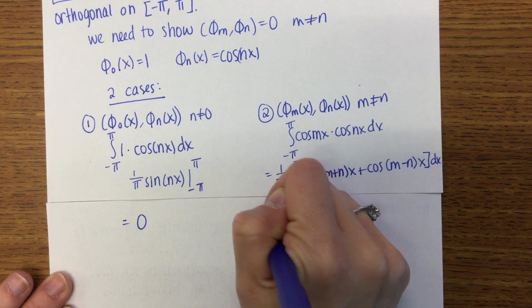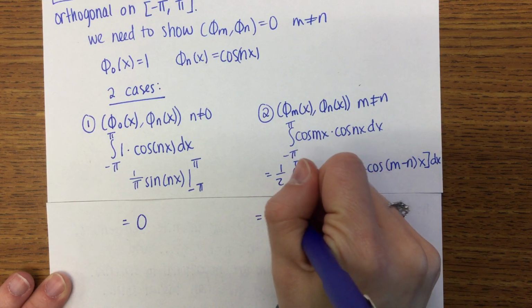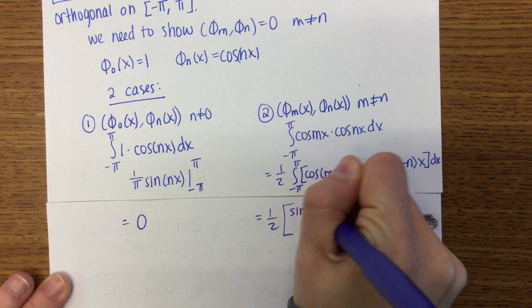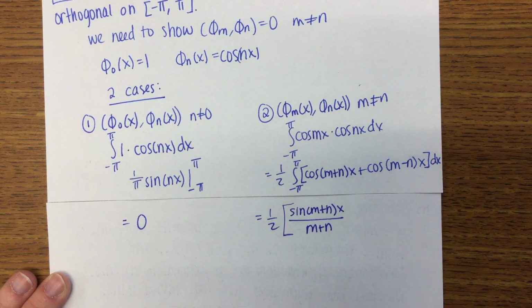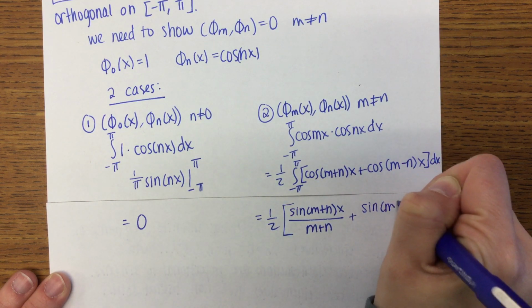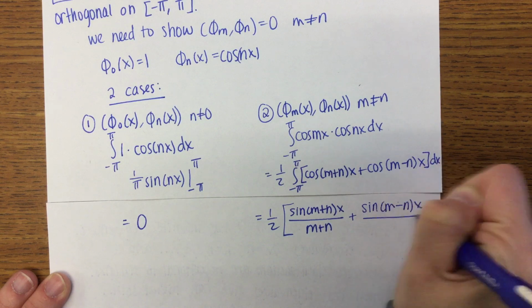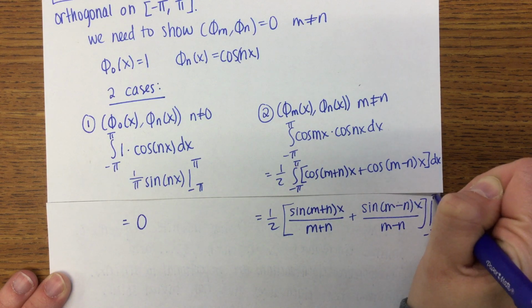So if I integrate this then, I get 1/2. Integrating cosine is going to give me sine of (m plus n) times x, but I'm going to have to divide by m plus n. And then I again get sine of (m minus n) x over m minus n, from negative pi to pi.